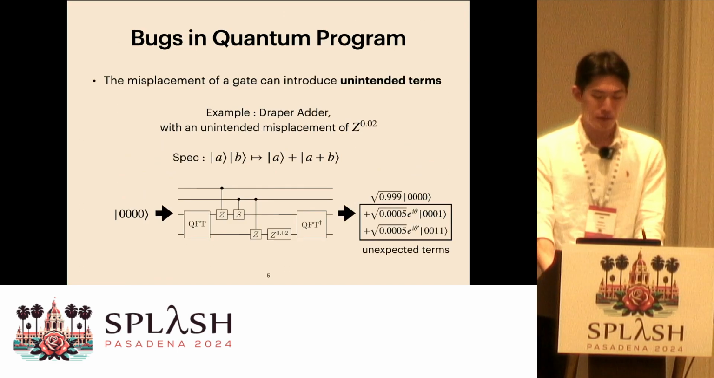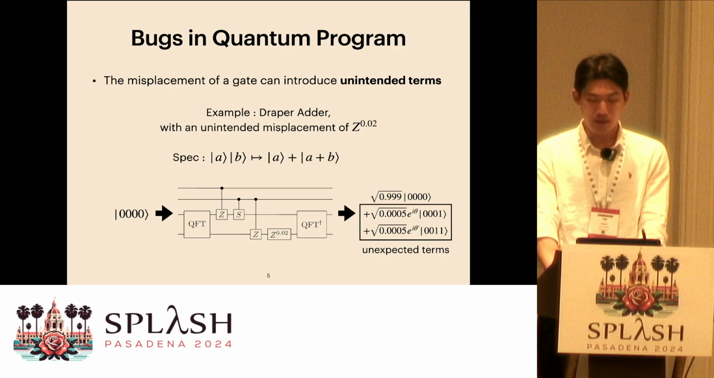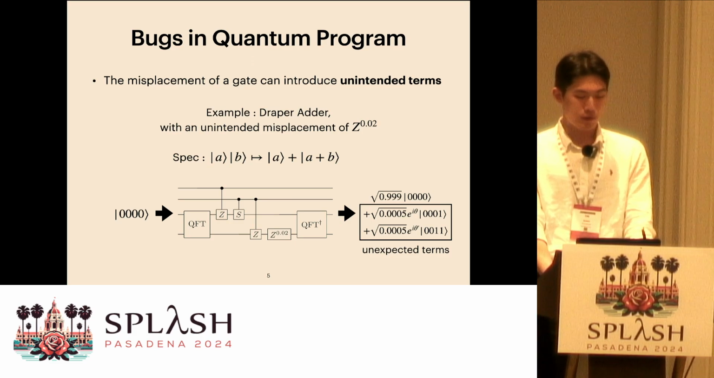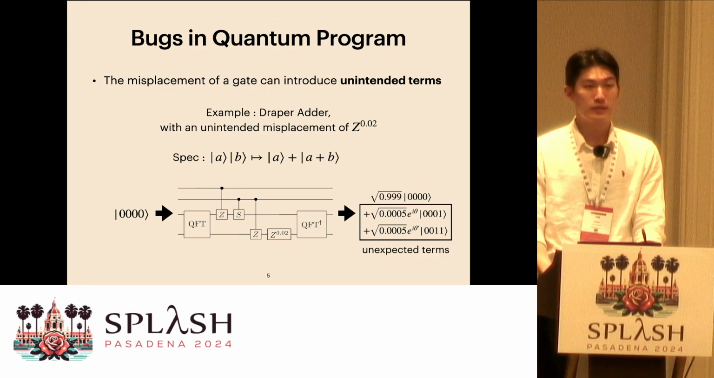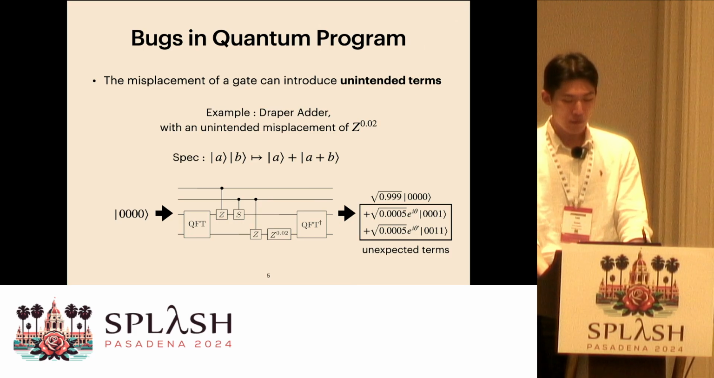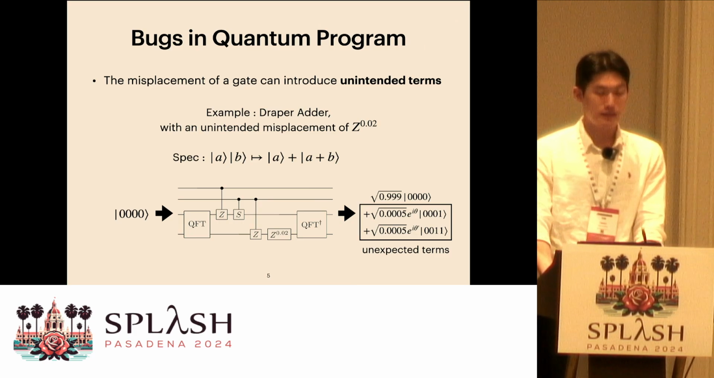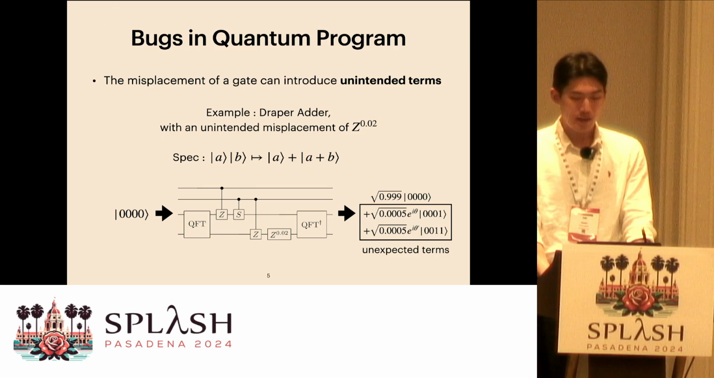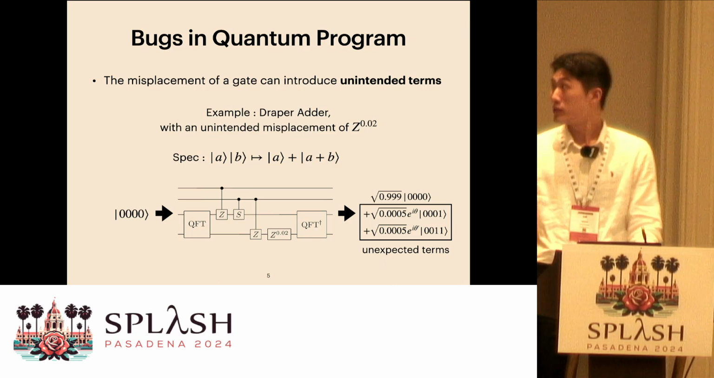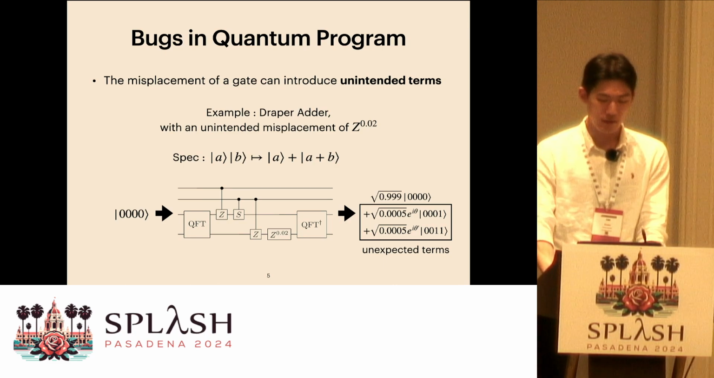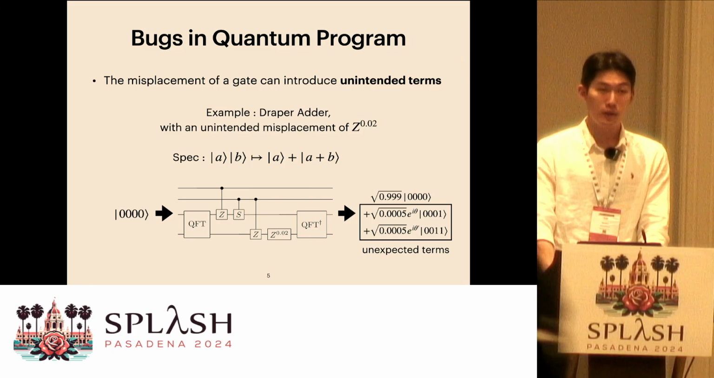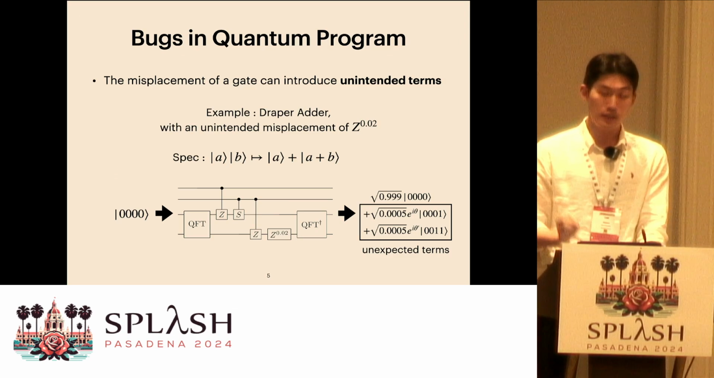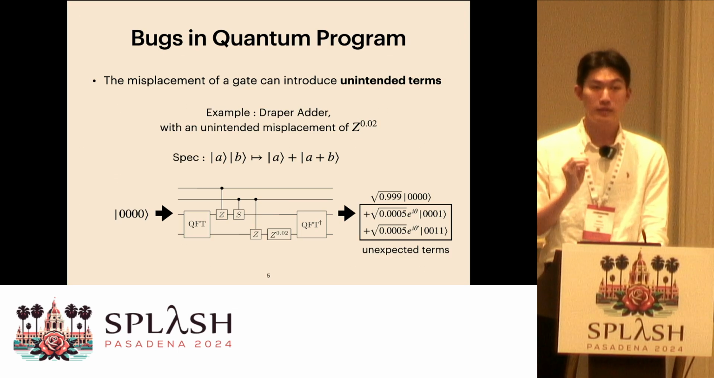And bugs can also occur in quantum programming. Even a single misplacement of a quantum gate can induce unintended terms in the output state vector. For example, if we add an unintended Z gate into the 4-qubit operator circuit, then it introduces these two unintended terms in the output state vector. So we refer to these as bugs, and they violate the intended specification, which in this case is the correct addition.